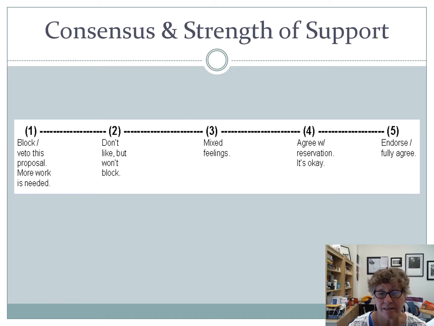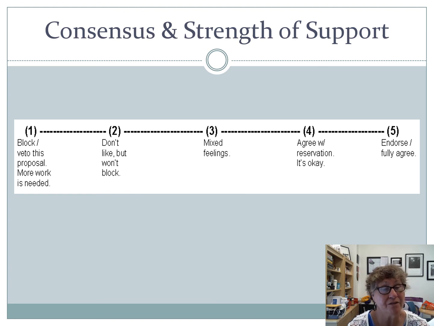One way that Tim suggests and uses regularly is trying to figure out consensus and strength of support, because this is usually not just a yes-no kind of decision. And so this is a way of helping people figure it out. A 5 is endorse, fully agree, I'm 100% on board with that. 1 is a block or veto, I don't want to deal with it, I can't do that. So then we have people who say a 4, I agree, it's okay, don't love it, don't hate it.